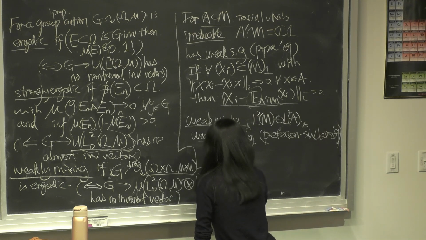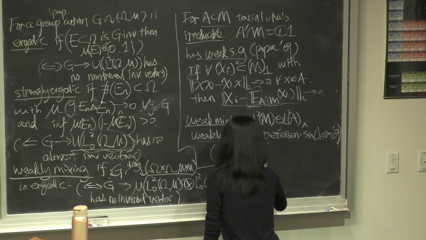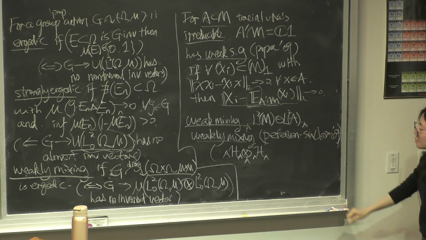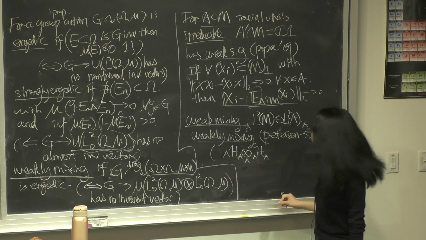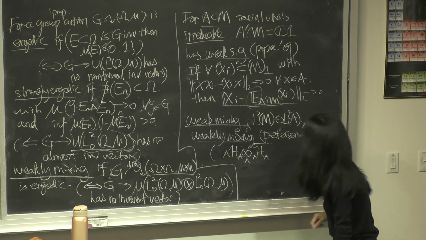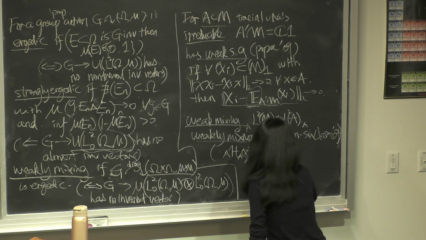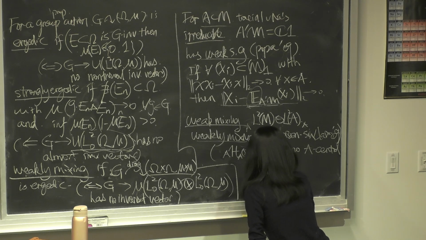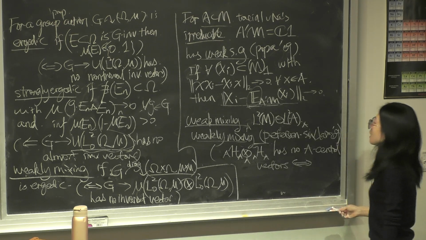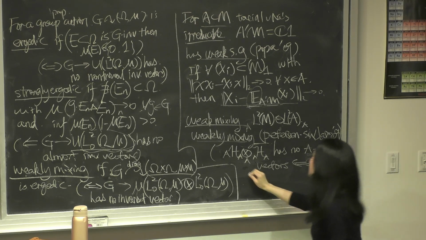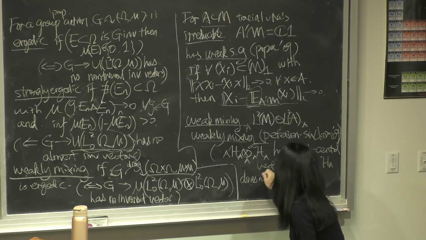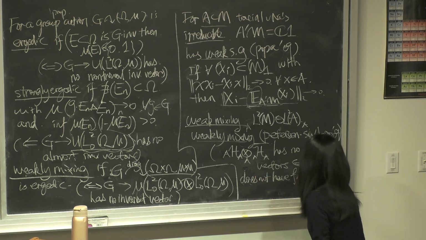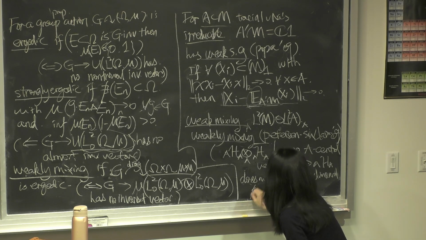So if you want, this just means that when you do the bimodule tensor of H with itself, I'm taking symmetric bimodule, but if you're not, you do the conjugate, it has no central vectors. And equivalently, this bimodule does not have a finite dimensional subbimodule.